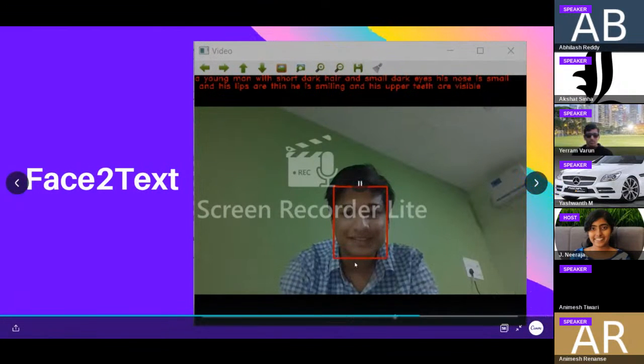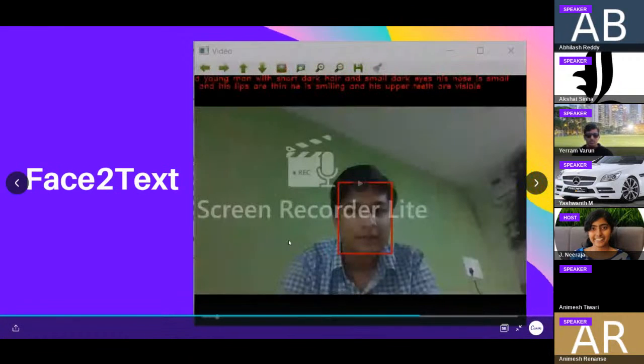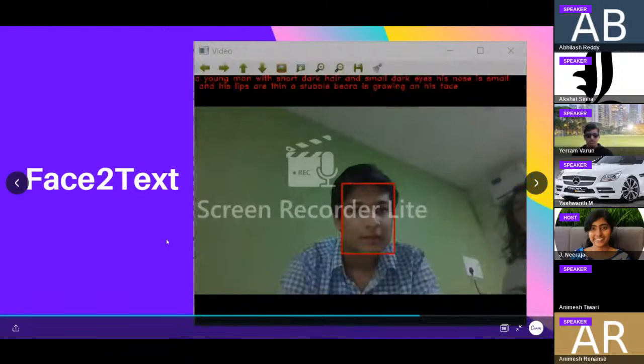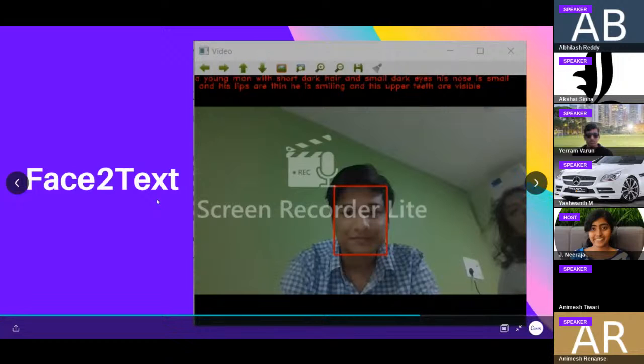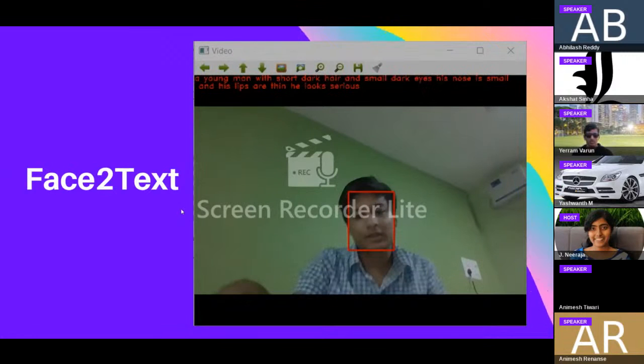Playing. Yeah, so this project is called Face to Text. Basically, what it does is it tries to describe a person's facial features and their expressions. Here, in red, I'm not sure if it's visible to you guys, it says, a young man with dark hair and small eyes. His nose is small, his lips are thin. He's smiling, and his upper teeth are visible. And now when he changes his expression, it says he looks serious.